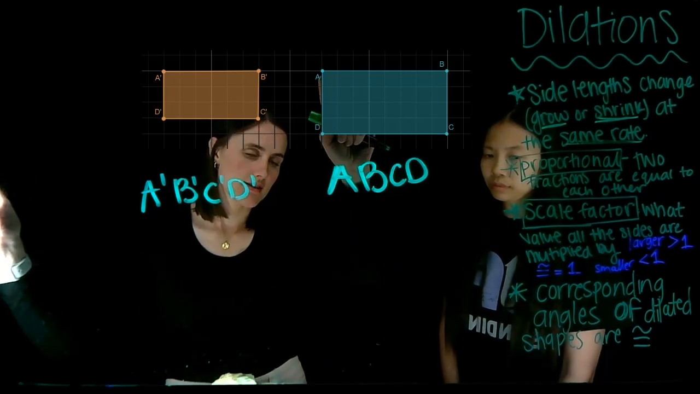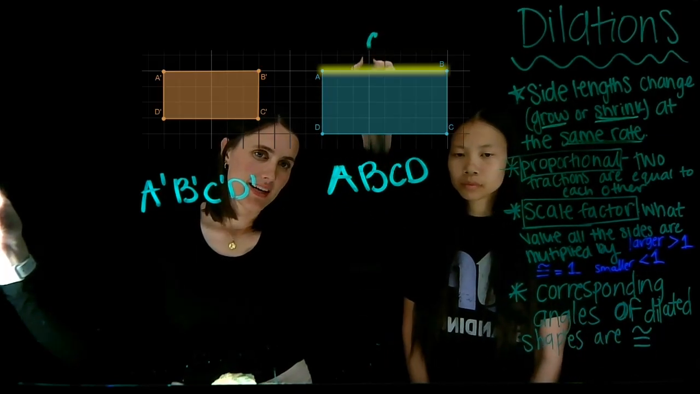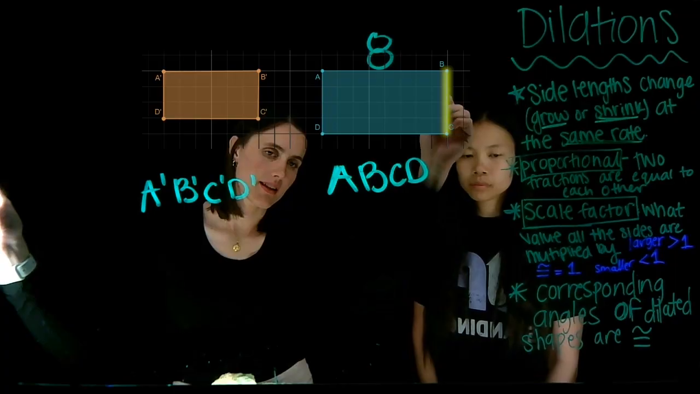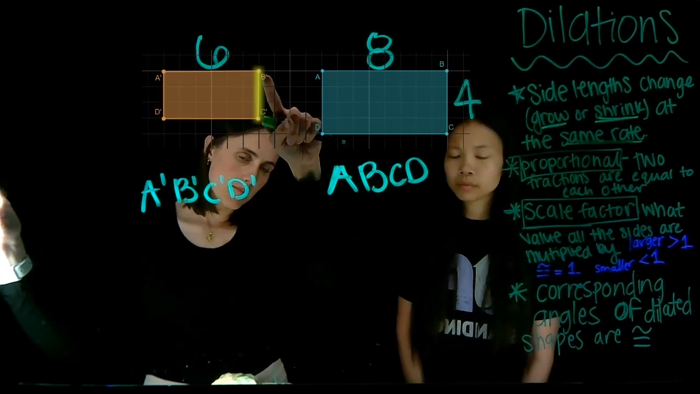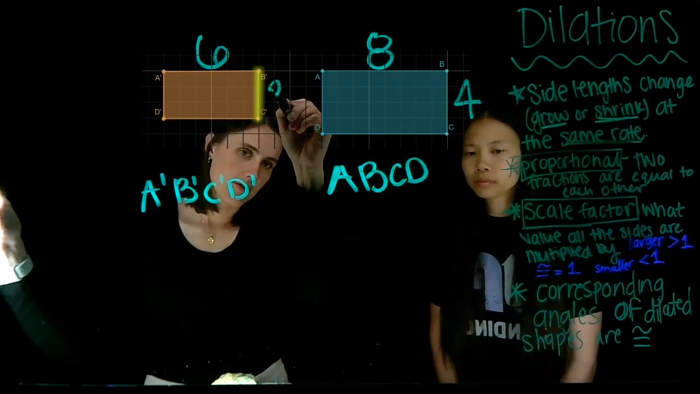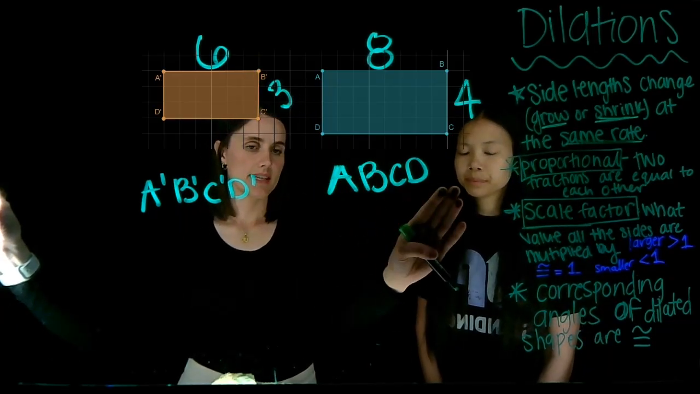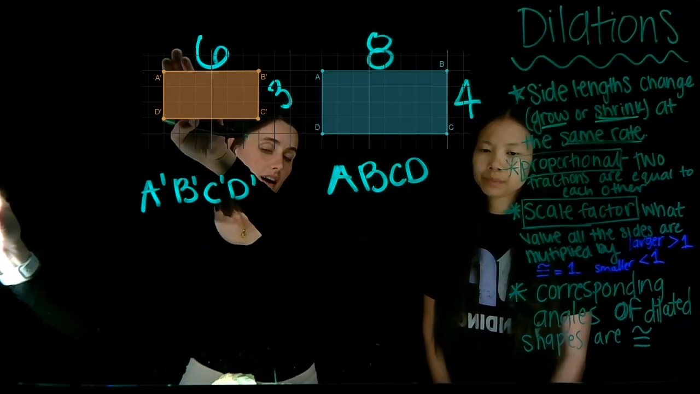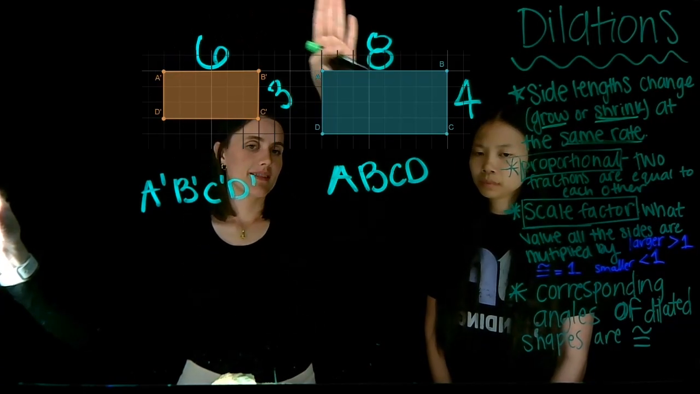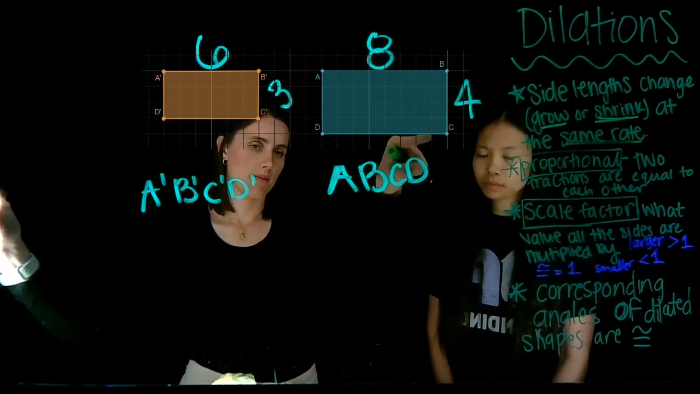So if we look at the side lengths of this rectangle here, from A to B, this is a side length of 8. And from B to C, this is a side length of 4. And then A prime to B prime is a side length of 6. And B prime to C prime is a side length of 3. If we want to figure out what the scale factor is to get A, B, C, D to A prime, B prime, C prime, D prime, then we have to take the side lengths of our dilated shape and divide them by the original side lengths, and that will tell us what we had to multiply this large shape by to get the smaller shape.